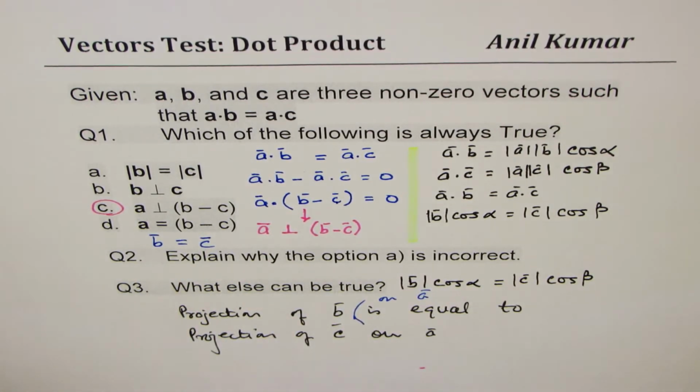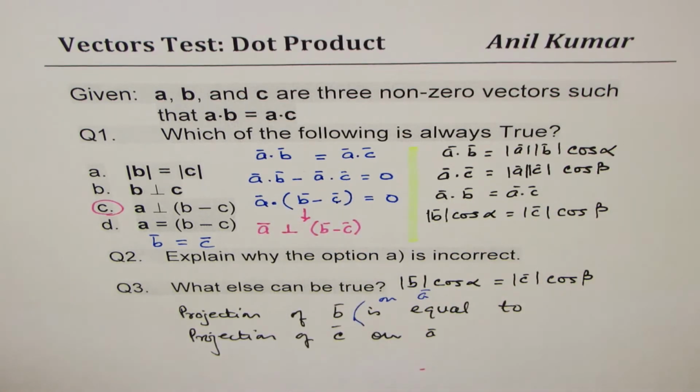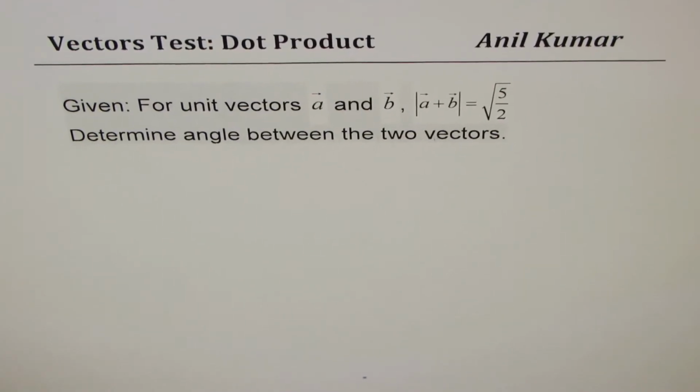So I hope you find this question very interesting and useful to understand dot product. These are the two ways you could do dot product and understand the concept, correct? So let's move on to the next question now. I hope you find it interesting.